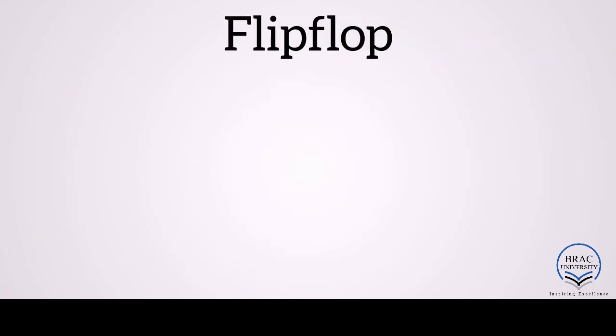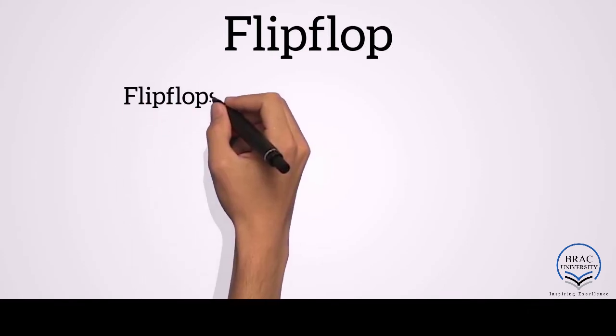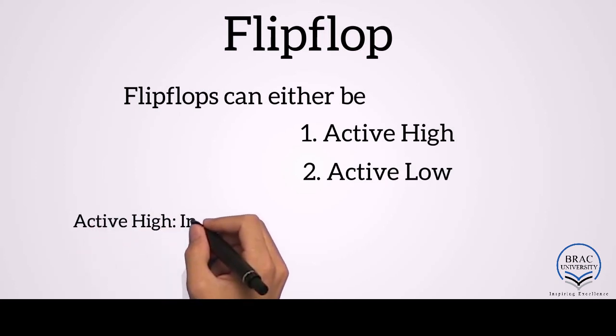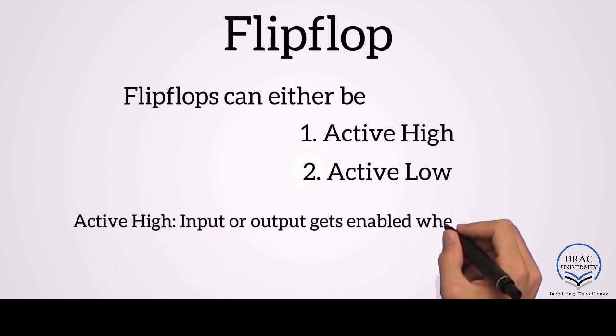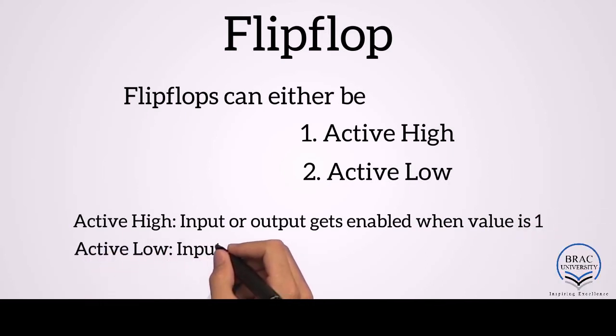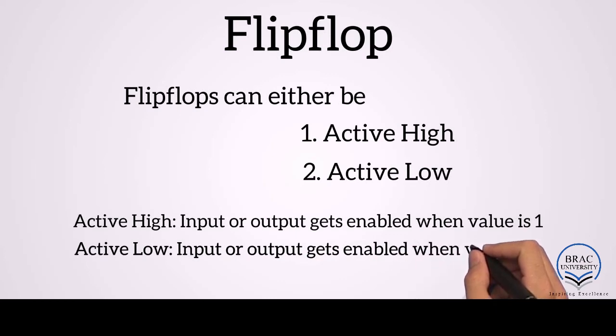Based on the input and output of a flip-flop, it can either be active high or active low. If the input or output is enabled when the value is 1, then it is called active high. When the input or outputs are activated with 0, it is called active low.